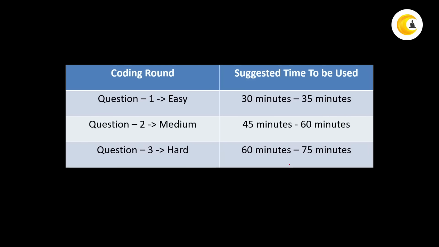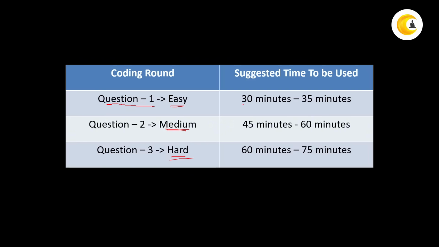Okay, so you will have a coding round. Definitely there will be 3 questions like mentioned earlier: easy, medium and hard. Not necessarily in this order, where the first question is easy, then medium, then hard. It can be in a mixed up pattern. The first one may be hard, then easy, then medium, in any order. But just suppose that we have easy, medium, hard as the order.